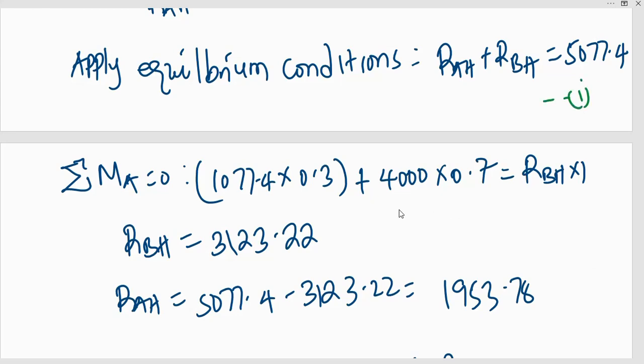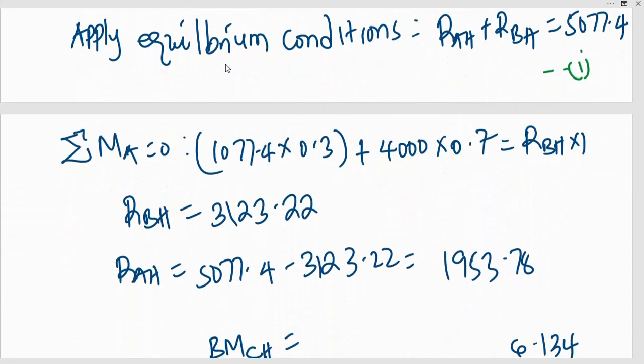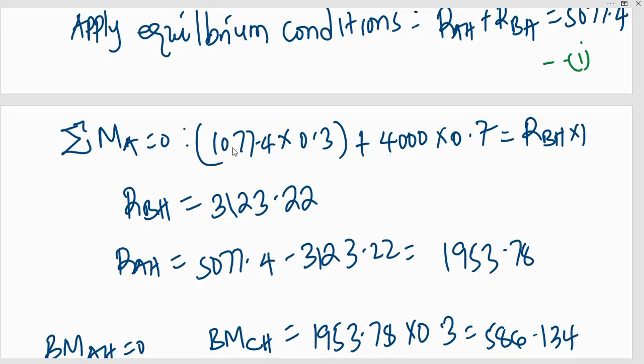If I call that equation 1, then I look at the moment equation. The sum of moments about A should also give us 0. If I take moments about A, I have this force acting in a clockwise direction and this force acting in a clockwise direction, whereas RBH acts in an anti-clockwise direction. What does that give us? It gives us 1077.4 times 0.3 plus 4000 times 0.7, which will equal RBH times the perpendicular distance, which is 1 meter. And this gives us 3023.22 newtons.